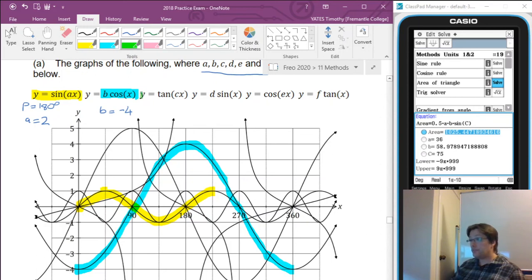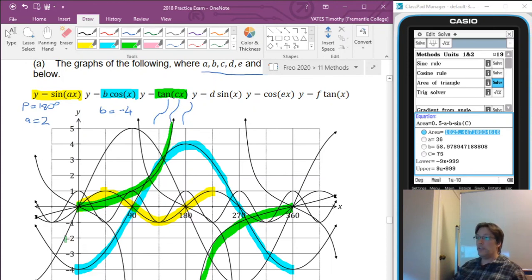Next up, tan of CX. We are looking for a tan line that is at 0 when we're at the starting point. And the tan wave usually looks like this. So it's usually like that, something like that. All that's happened is that its period has been changed. So let's look for one that does something like that. Looks like we've got one here. That looks like it there.